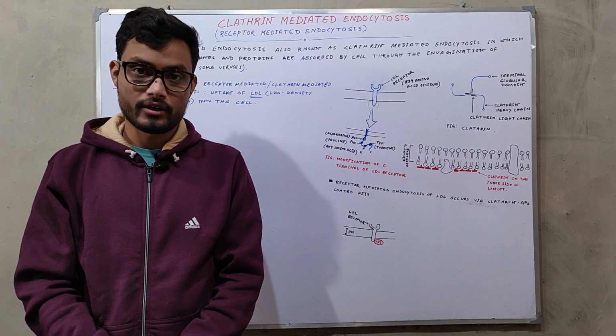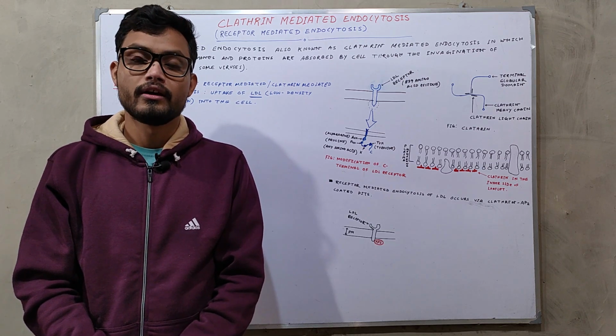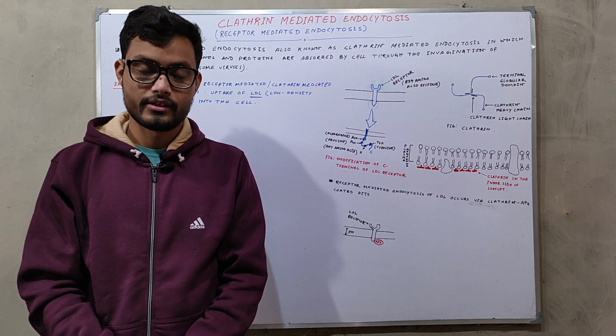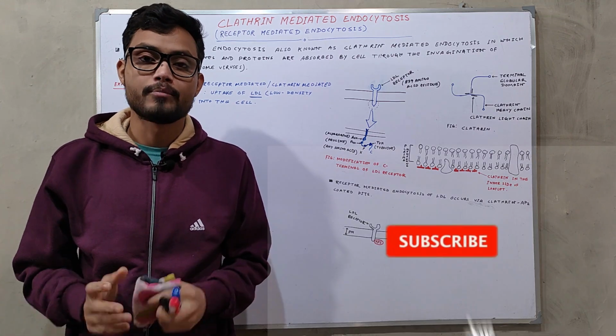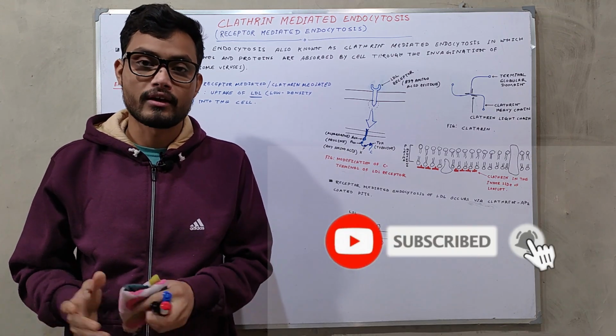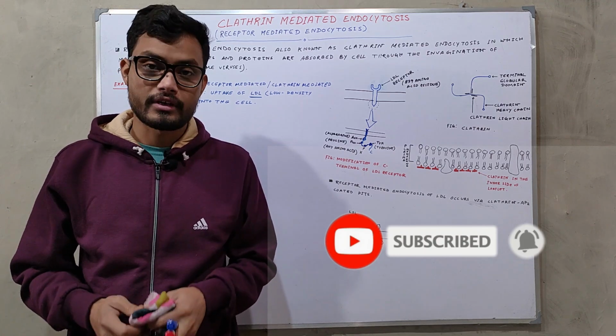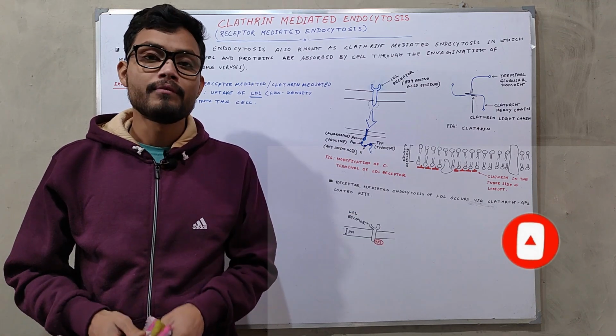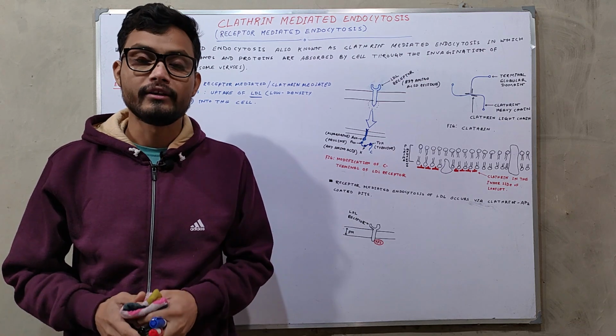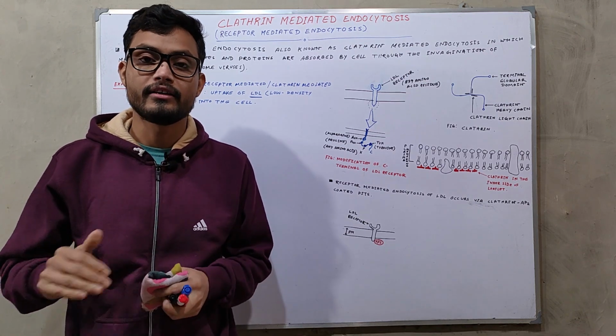Clathrin Mediated Endocytosis, also known as Receptor Mediated Endocytosis, is a process by which a cell absorbs macromolecules, hormones and larger proteins inside of the cell with the help of clathrin, a protein that is present inside the inner leaflet of the plasma membrane.